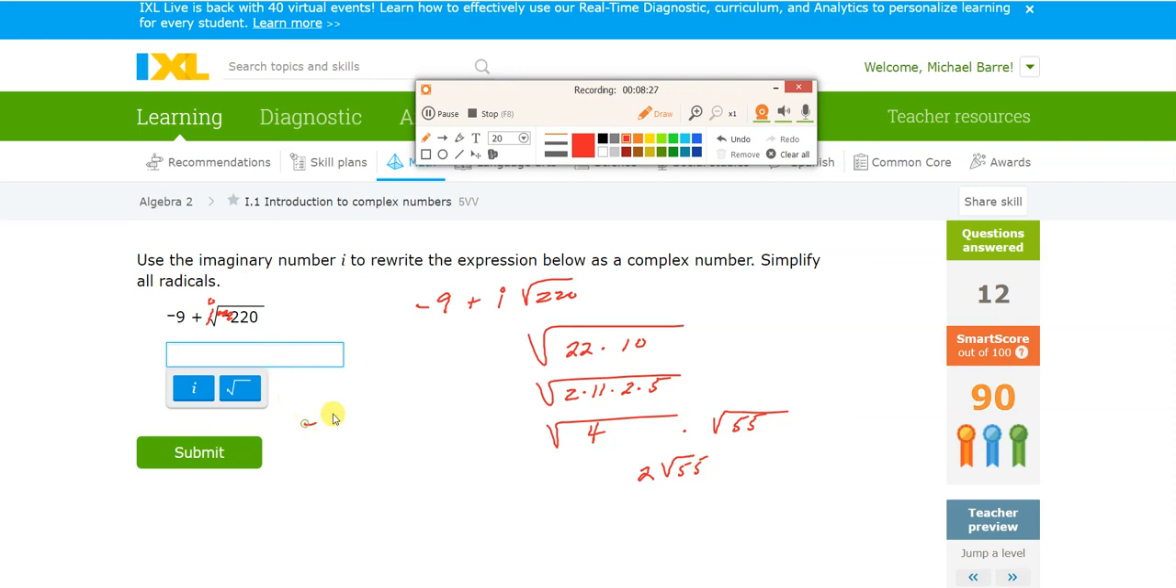So what do I have? Negative 9 plus 2i square root of 55.